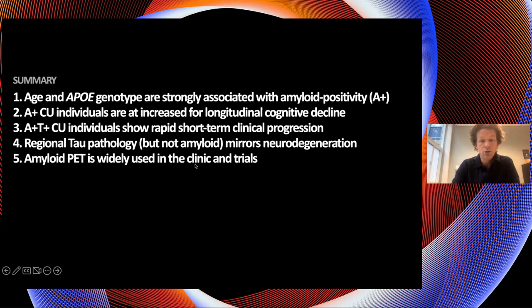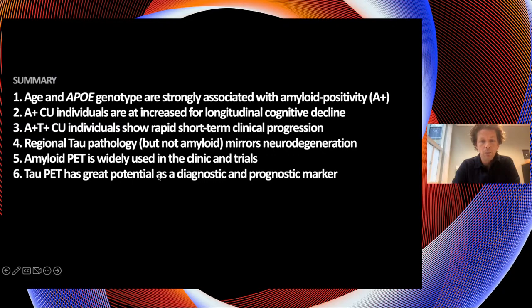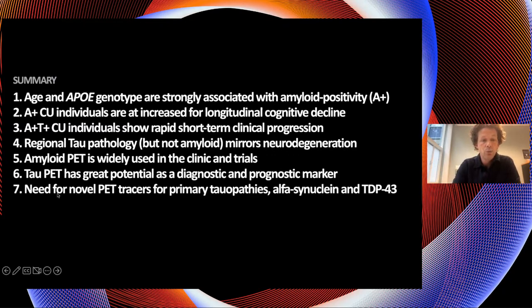Amyloid PET is now widely used in the clinic and trials, and has also been shown to improve the diagnostic process. Tau PET is a bit earlier in that development, but has great potential, both as a diagnostic and potentially also as a prognostic marker, because it's so strongly predictive of future cognitive decline. And in the end, we really need novel PET tracers for the primary tauopathies, for alpha-synuclein, and for TDP-43.